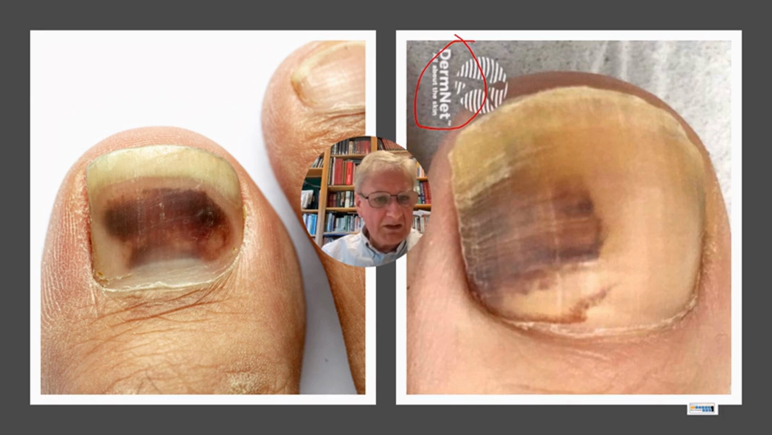The one on the left is a subungual hematoma. Although this is actually slightly asymmetrical in shape, it still has a symmetry within the nail plate. Whereas on this side, you can actually see the splinters off here.